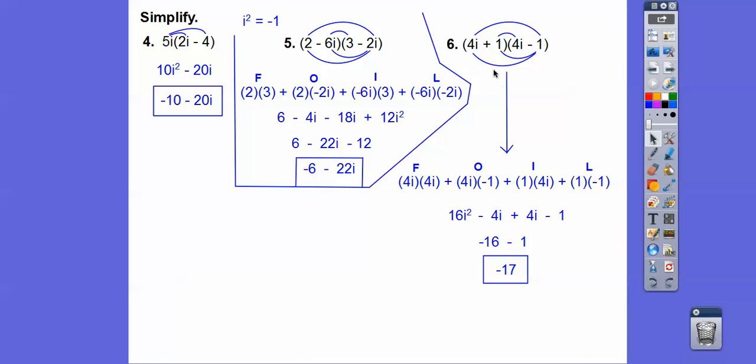These guys are called conjugates of each other. Do you remember that trick? The trick is square this one, and subtract them, because the outers and inners will always cancel out. So 16i squared minus 1 becomes negative 16 minus 1, which is negative 17. Okay, the outers and inners on conjugates always cancel each other out.